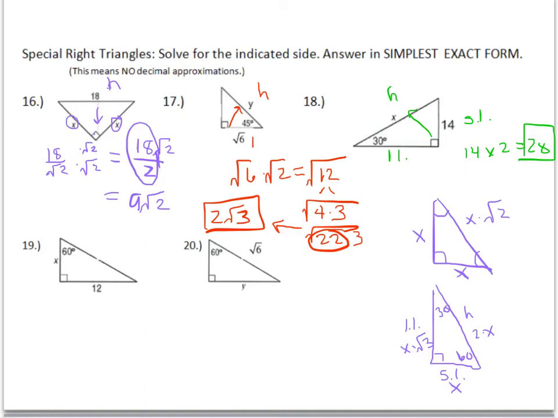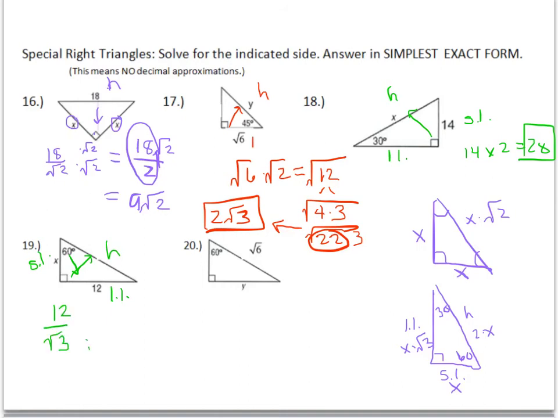On number 19, I have the long leg because it's across from the 60, which means this has to be our short leg because it's definitely not the hypotenuse. And going from a long leg down to the short leg, I divide by root 3.